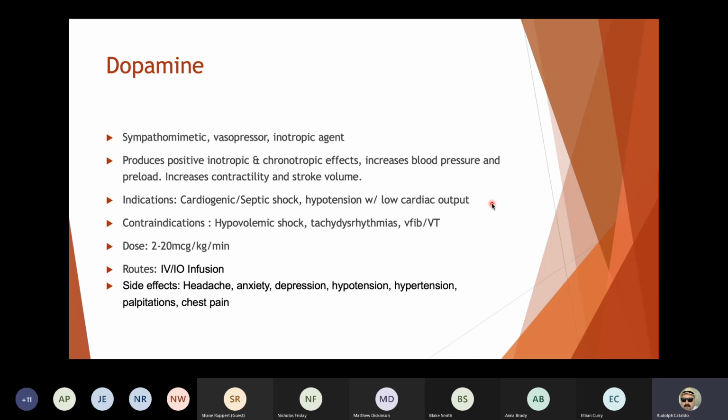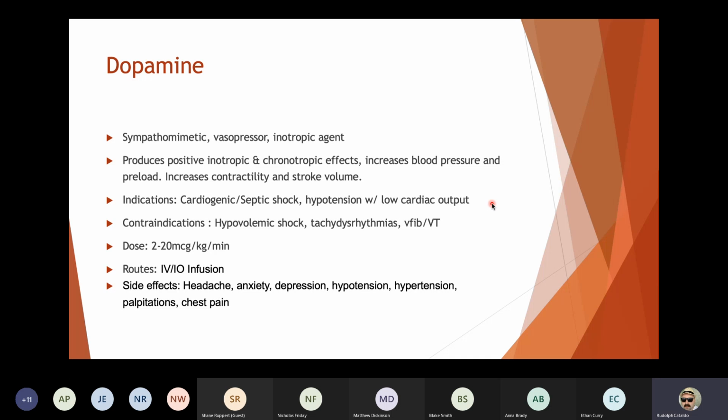Low dose dopamine, that 2 to 5 micrograms per kilogram range, can actually cause renal perfusion. So by giving our patients a low dose of dopamine, we can actually see their blood pressure drop. So dose-wise, where we want to keep them in is that 10 to 20 microgram per kilogram per minute range.